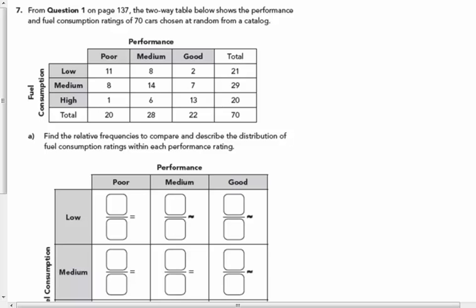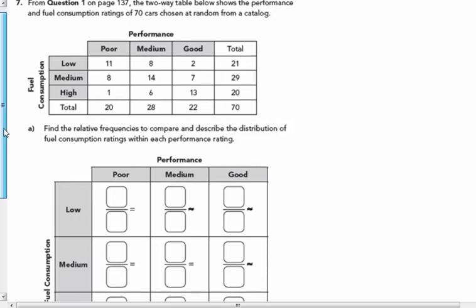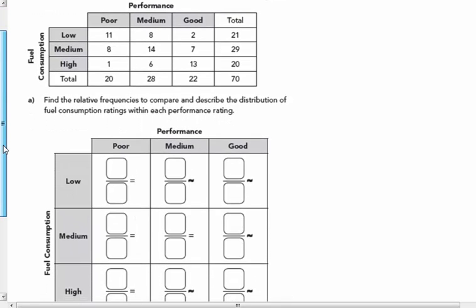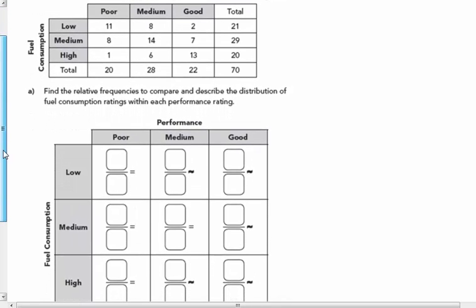Next page, page 36. From question 1 on page 137, well, it's right here, though. They gave you the information. The two-way table below shows the performance and fuel consumption ratings of the 70 cars chosen at random. We did this in a scatter plot. So you have the chart right here. Find the relative frequencies. Relative frequency is the part to the total.